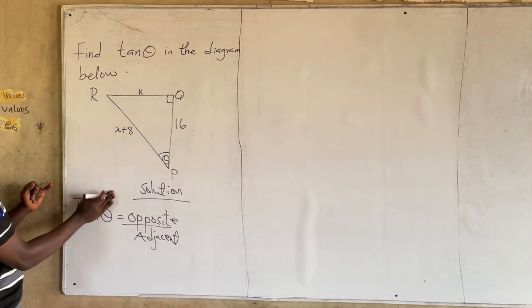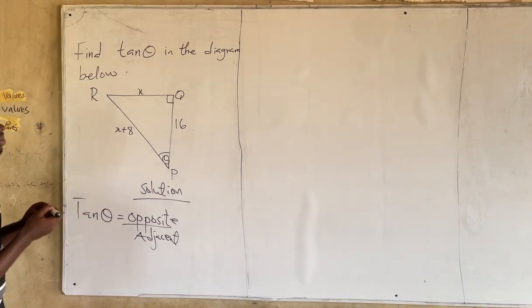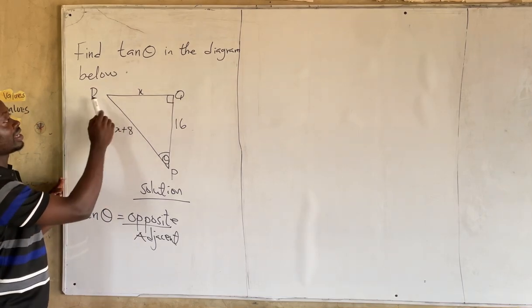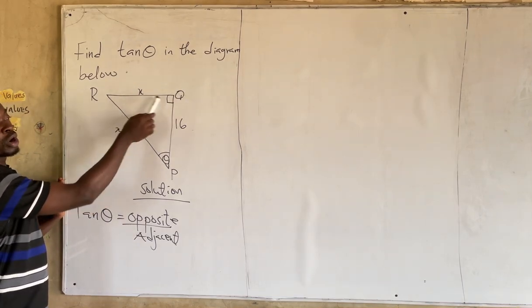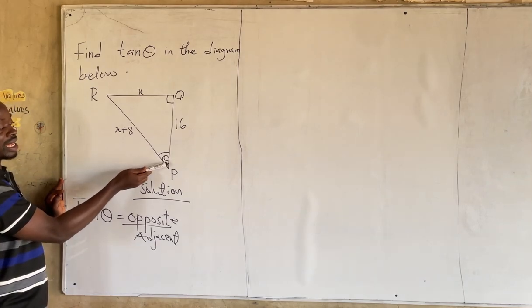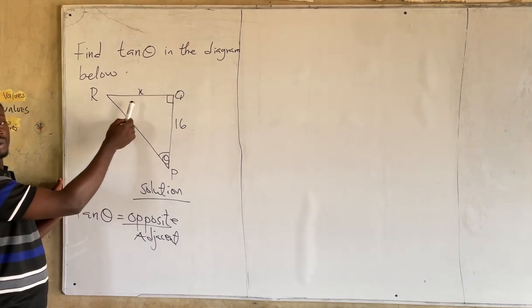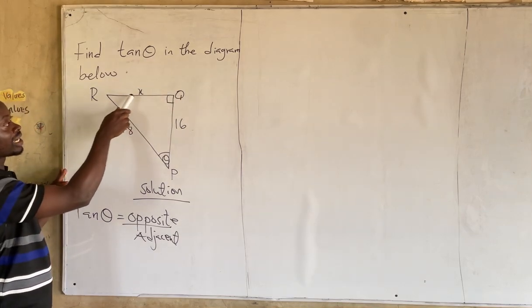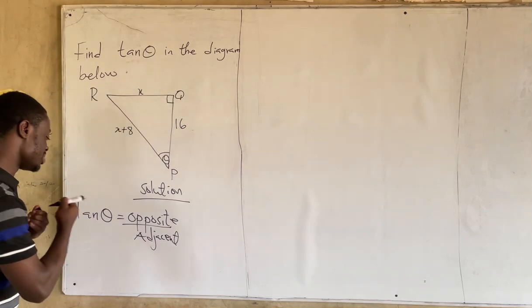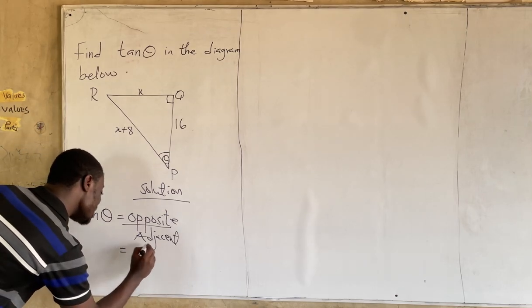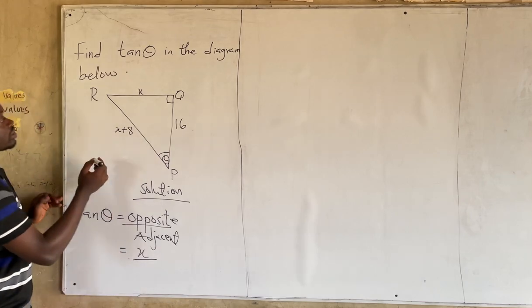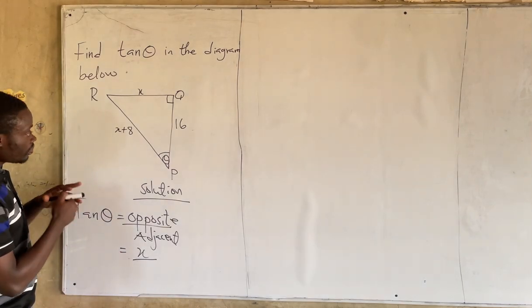So let's see from here. The opposite is where the theta is facing. This line RQ is the opposite, where the angle theta is facing. Line RQ is x, which means tan theta equals x over adjacent.